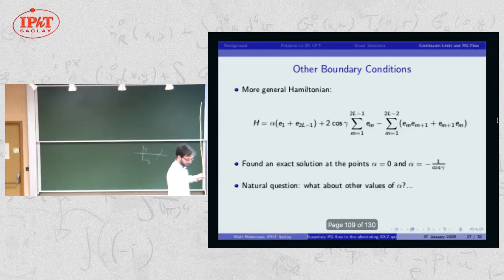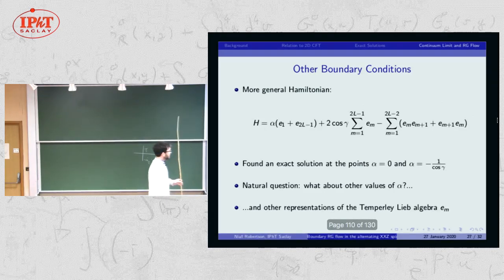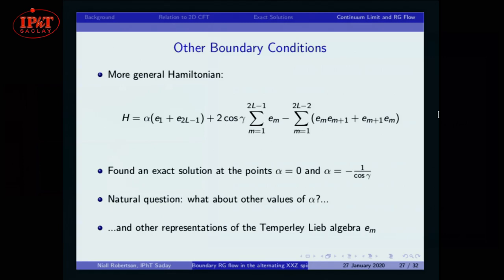OK, but there are two things we can do. We can generalize this model in two directions. One direction is to say, okay, what happens for other values of alpha? And we will look at that. But a slightly more subtle one is to put in a different representation for these e_m.